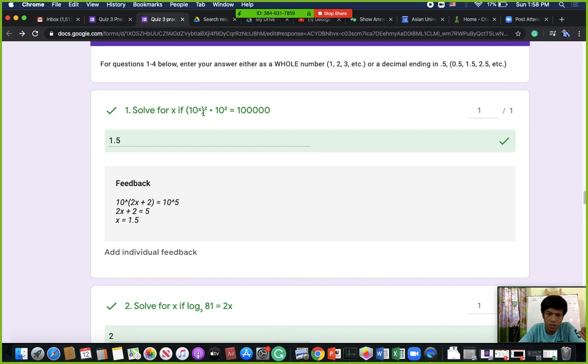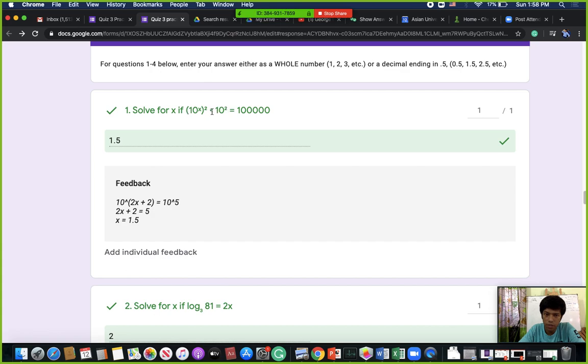10 to the power x whole square into 10 to the power 2 equals this. So how can we solve it? The method is, as you know, all of them are bases. Base is 10 here, base is 10 here. So we can easily make this number base 10. We'll try to do that first. And this x and 2, if we multiply, this will become twice x and then 2.